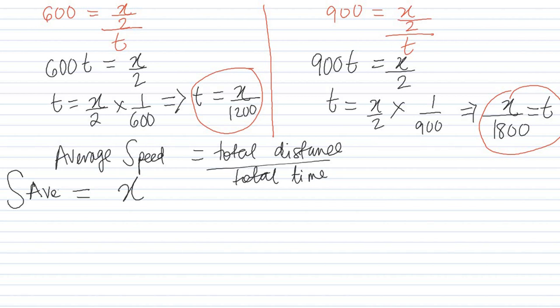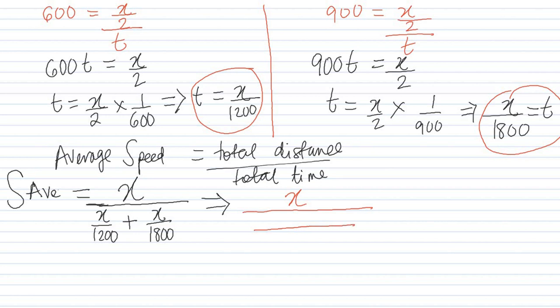That's that divided by total time, and we have total time to be this first time plus the second time. So we're going to end up with x over 1,200, okay, plus x over 1,800. So this is now going to be x equals, and you're going to have this 2 here.